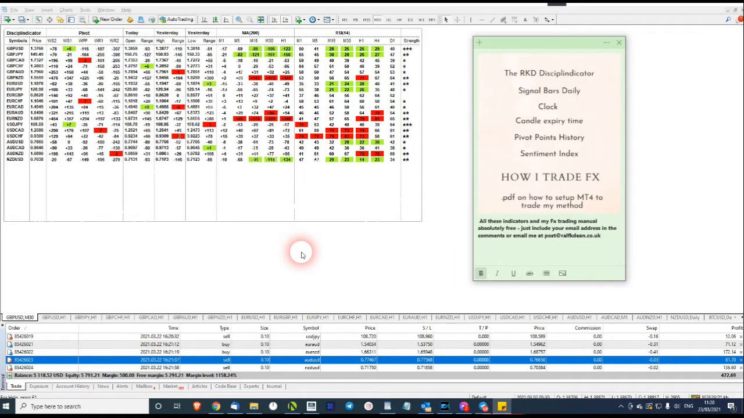So let's show you how this indicator is invaluable if you want to be a successful Forex trader. Right. As you can see, we've got a matrix of data. We've got pivot, we've got today's open, yesterday's high, yesterday's low, proximity to the MA200 and the RSI.